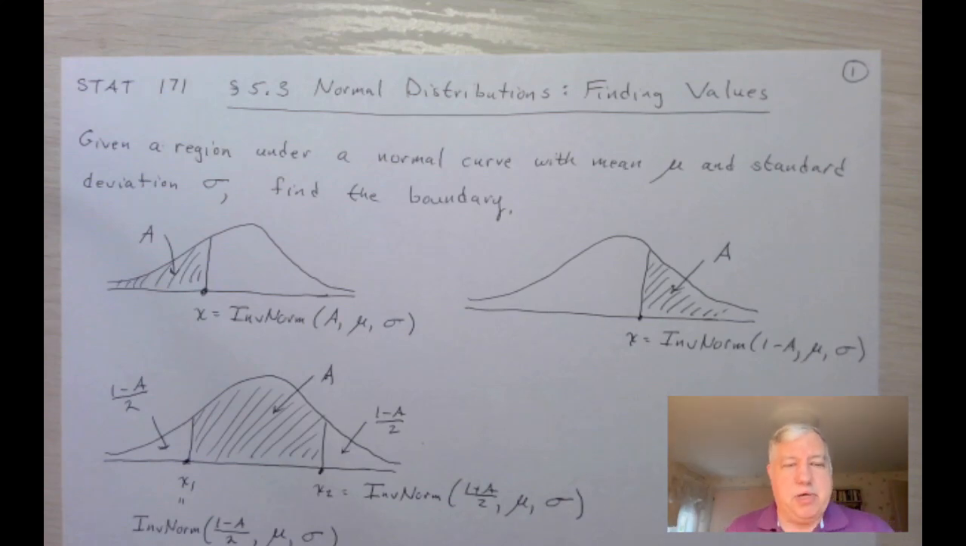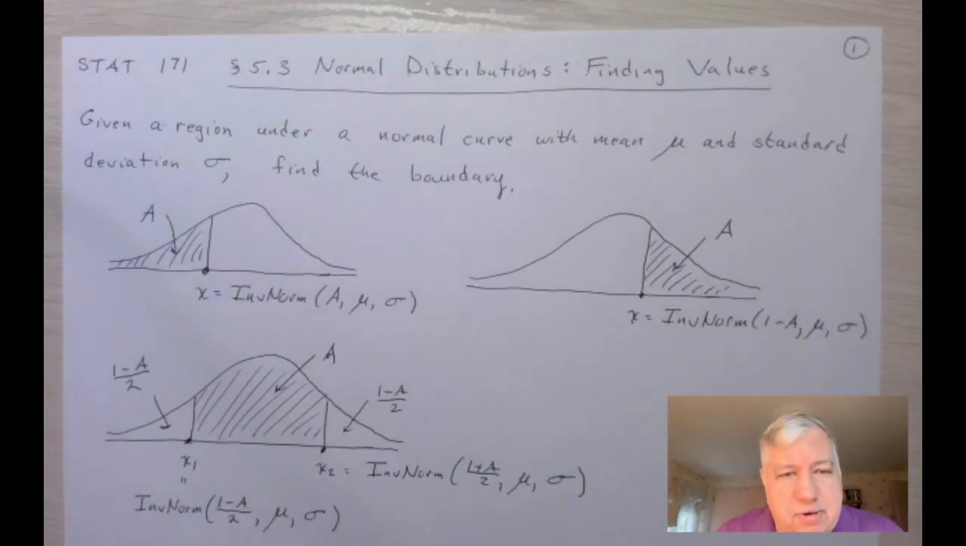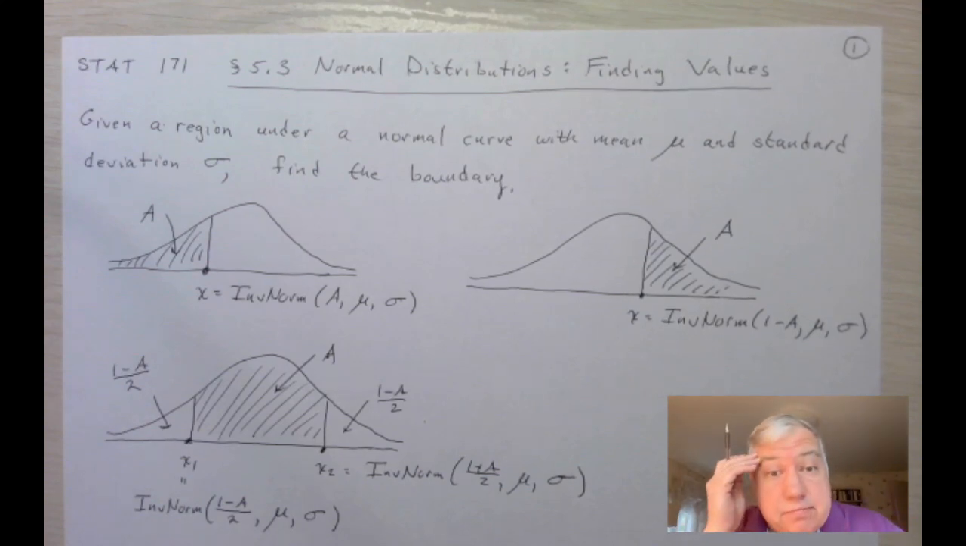So in particular, we're talking about a region under a normal curve with a certain mean and a certain standard deviation. We're given the value of the area, and we want to find the boundary. We have a special command on our calculator called inverse norm. The way that works is we input the area, then the mean and the standard deviation, and it gives you the boundary.